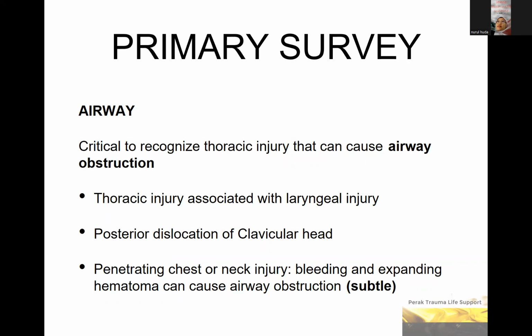So for the primary survey, we have to start with the airway. It is critical to recognize the thoracic injury that can cause airway obstruction. For example, thoracic injury can be associated with a laryngeal injury, and the patient can have a posterior dislocation of the clavicular head that can compress on the trachea and cause airway obstruction. And any penetrating chest or neck injury can cause bleeding and hematoma that can cause airway obstruction.